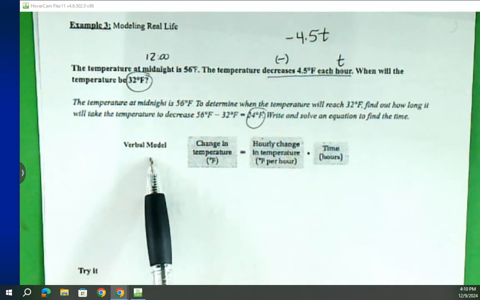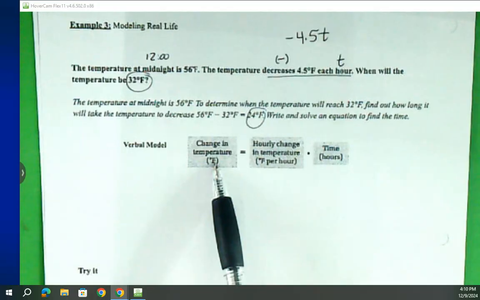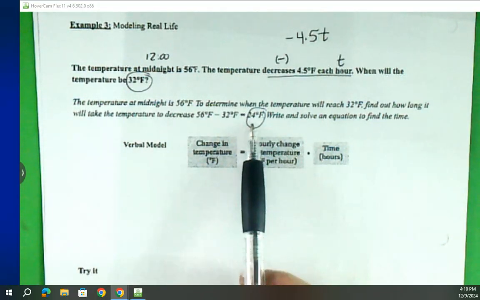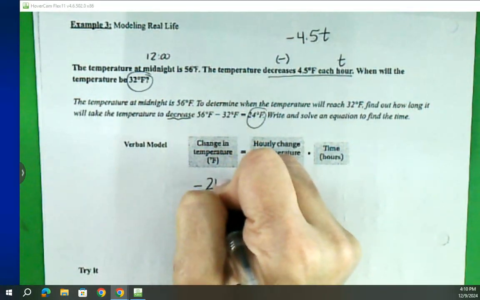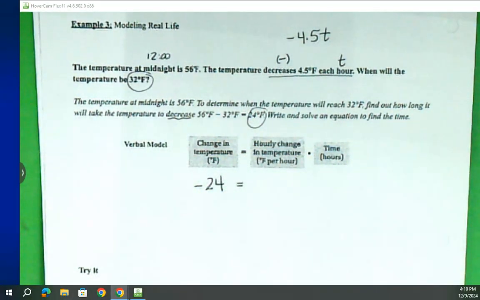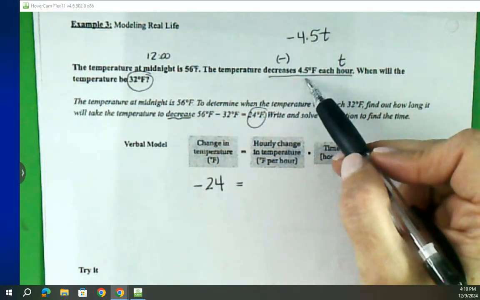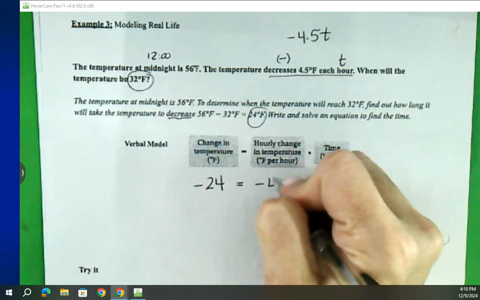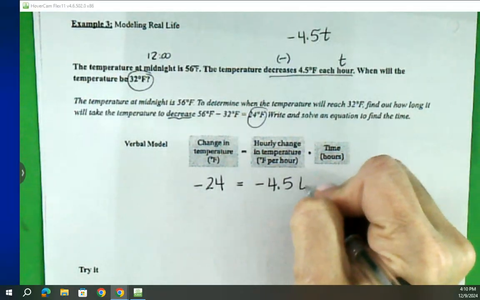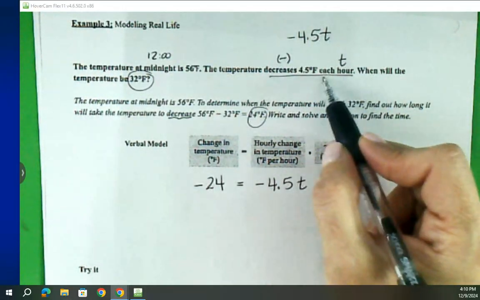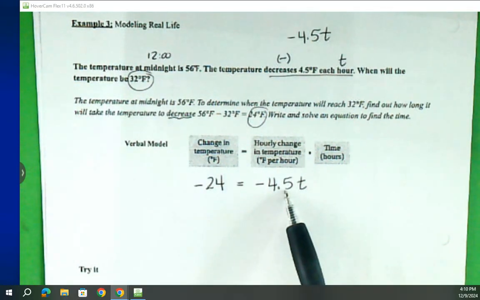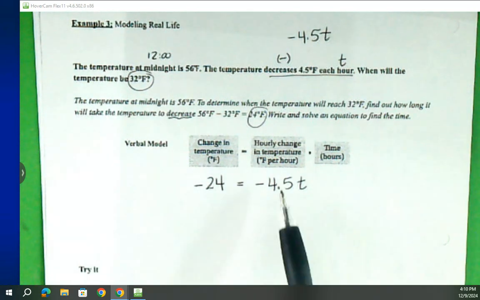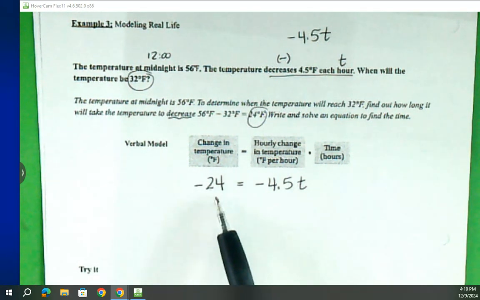So our model for this would be to have the change in the temperature, which will be our result, which would be 24 degrees. But remember, that is a decrease. So it's going to be a drop of negative 24 equals, and then it drops negative 4.5 per hour. So whenever you have the word each hour or per hour, you know that multiplication is implied. Okay, so negative 4.5 times every single hour. And we want to know how many hours to get a result of a drop of 24 degrees total.